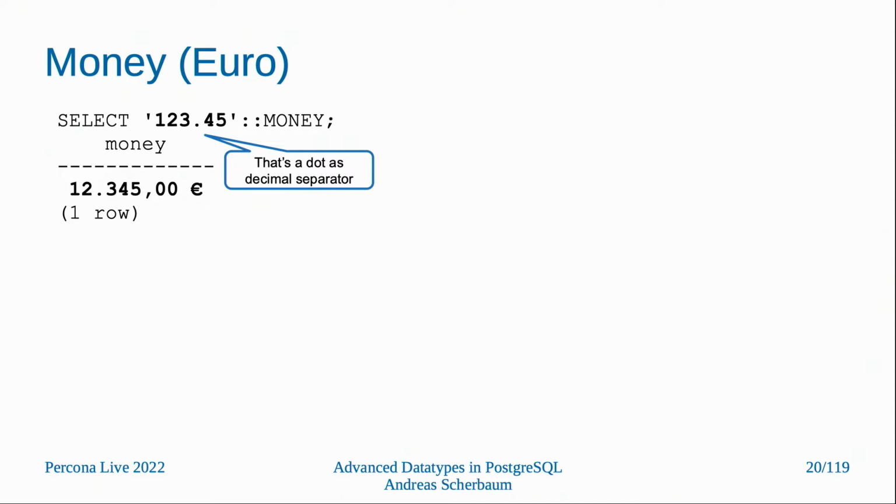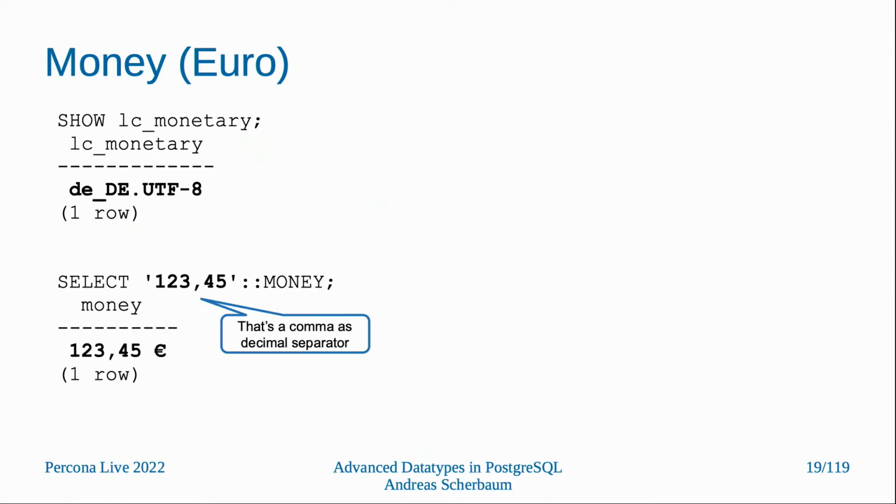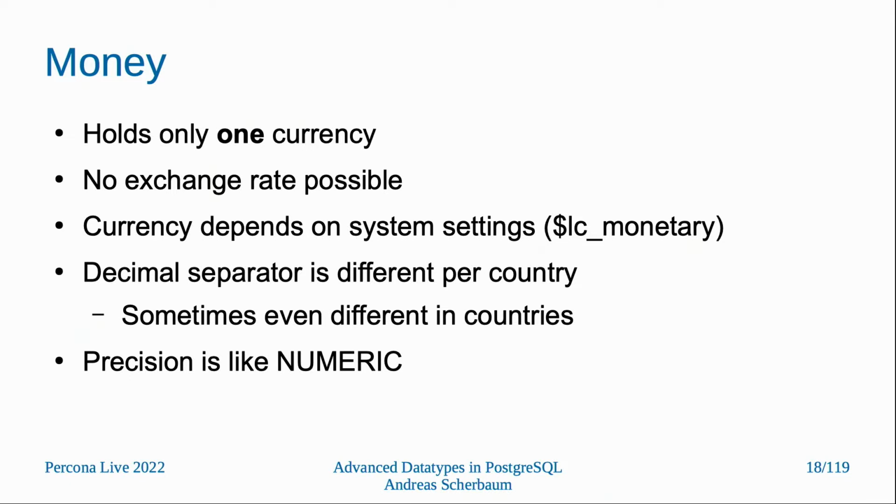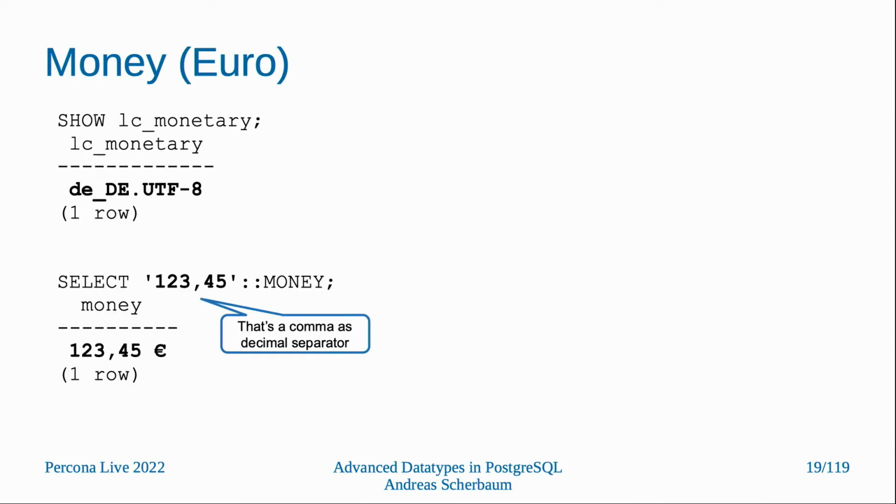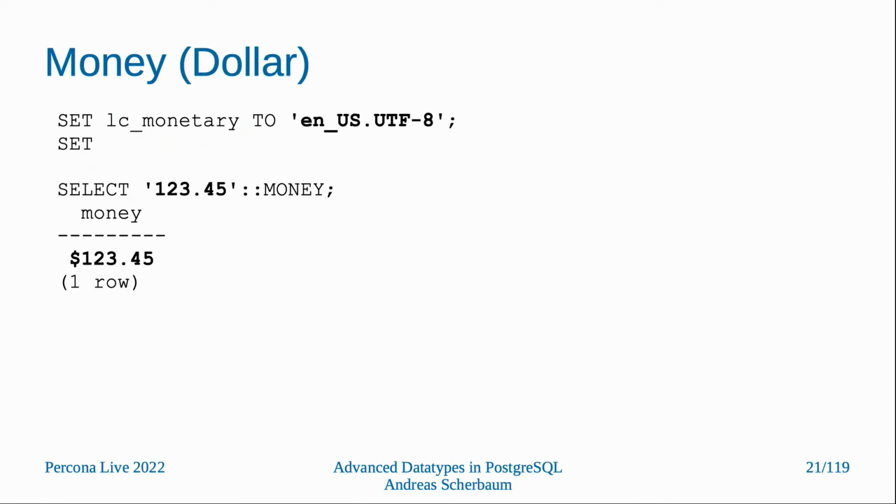You export data from one database, the next database you import your data into has a different setting, and you get totally different values. Not what you want. Yes, the default currency is inferred from LC_MONETARY. It's a system-wide setting. No, it's not. There's no mapping. Okay. Conclusion, don't use it.